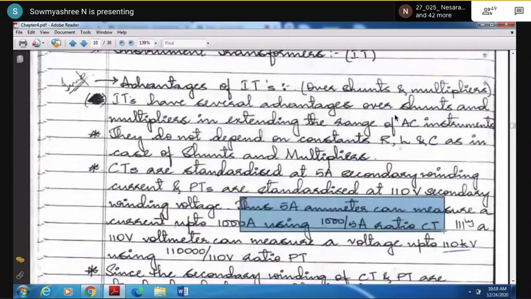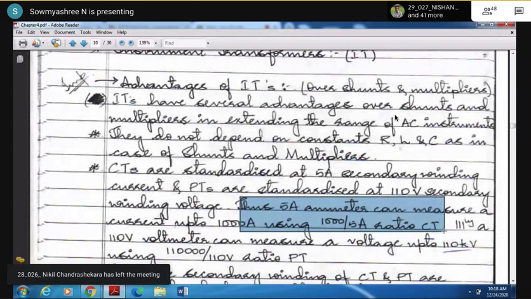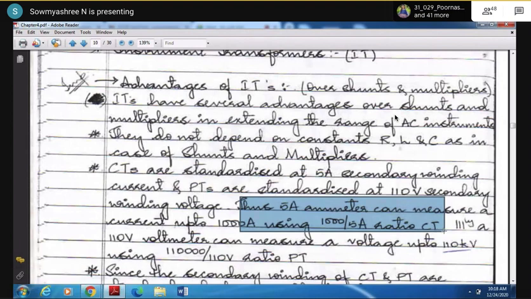Whenever we consider a CT of 5 amperes, it is standardized at 5 amperes on its secondary winding. So when I say this 5 ampere CT can measure up to 1000 amperes using a 1000 by 5 ampere ratio CT, if you purchase a CT of 1000 by 5 amperes, the secondary winding current is standardized at 5 amperes. This small range CT can be used for measuring up to 1000 amperes.